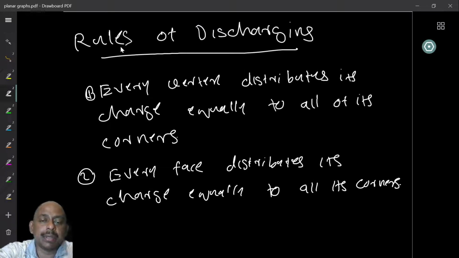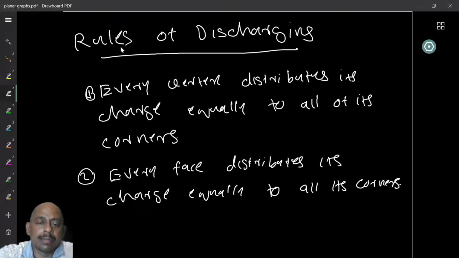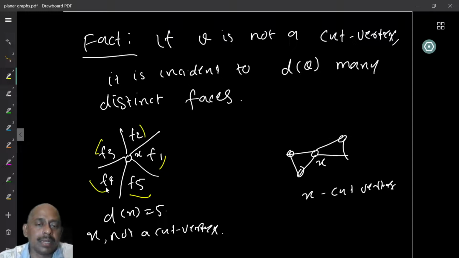So what is the meaning of this statement, right? Let us observe something before we go into that. Suppose a vertex is not a cut vertex. Then I want to observe that this vertex is incident to exactly its degree many distinct faces. So what I am saying is that if this vertex x is not a cut vertex, then these faces f1, f2, f3 to f5, all these faces are distinct.